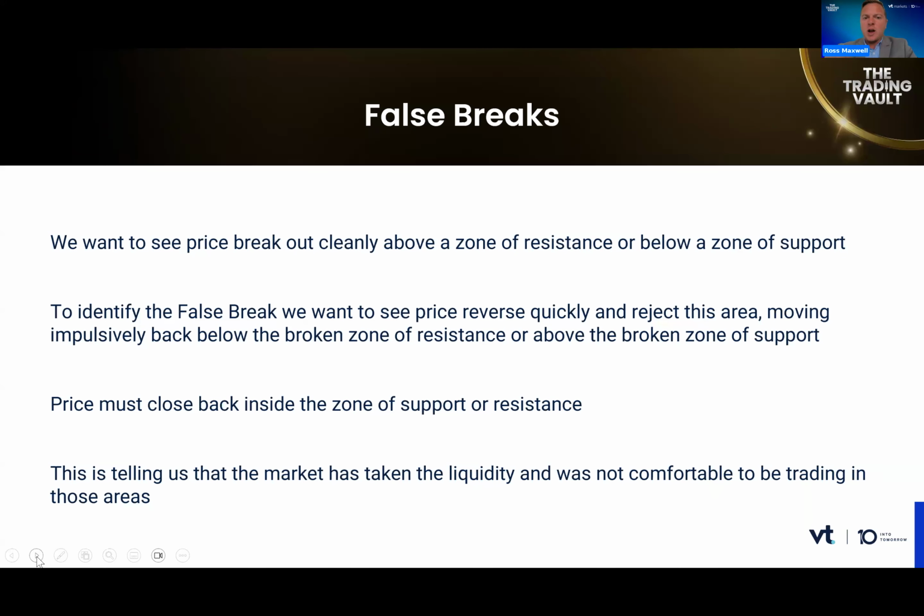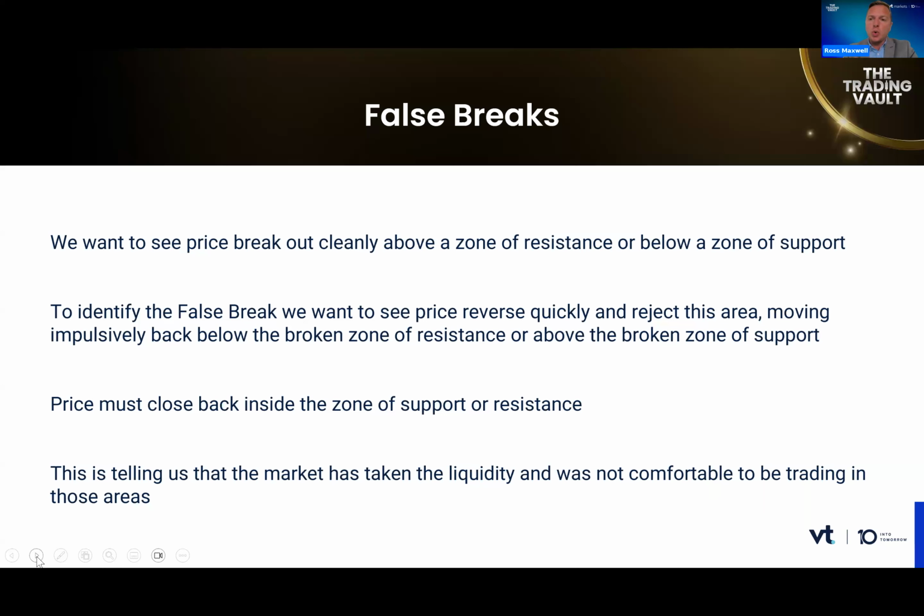So we want to see price break out cleanly above that zone of resistance or below a zone of support. But to identify the false break, we want to see price reverse quickly and reject that area. So the difference is that false breaks will reject the area and reverse quickly, whereas in a true breakout the pullback is going to be more corrective. So it moves impulsively back below the broken zone of resistance, or impulsively back above the broken zone of support.